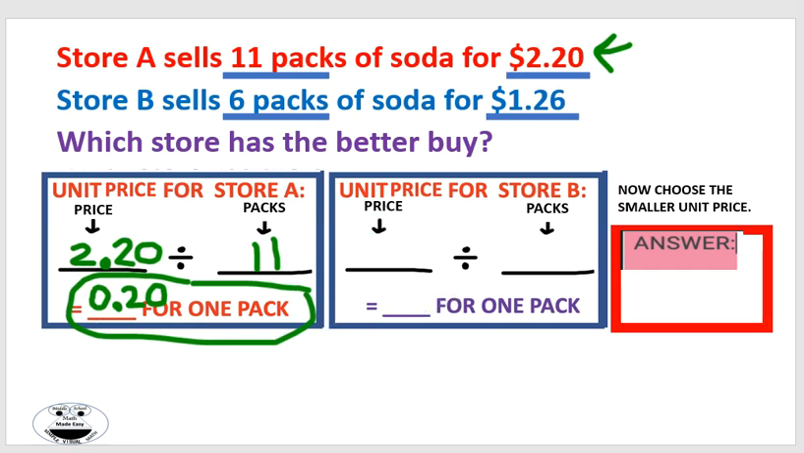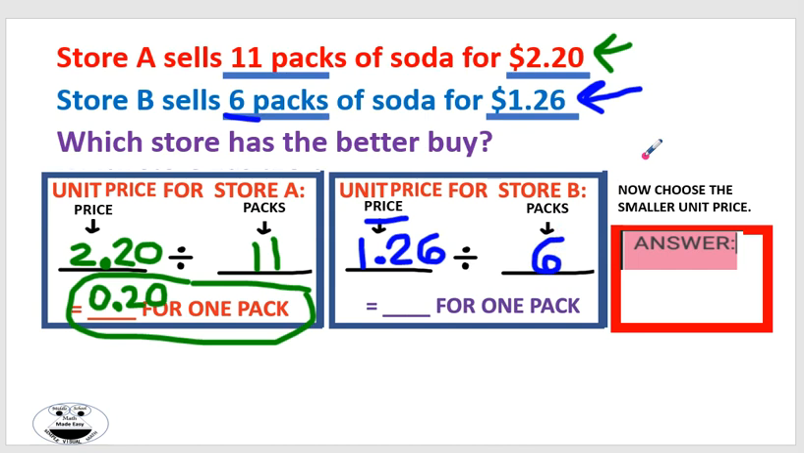And now we need to find the unit price for store B. So now we're going to ignore the red sentence, ignore everything with store A, and we're just going to look at the blue, which is all the numbers that we need for finding the unit price for store B. And we see a 6 and a $1.26. And we have to put the price first. And if you forgot, I wrote here price. So here you put the price. Price always comes first when we're dividing to find the unit price. Money always comes first in the division. And then we're dividing by the amount of packs, which here is 6.